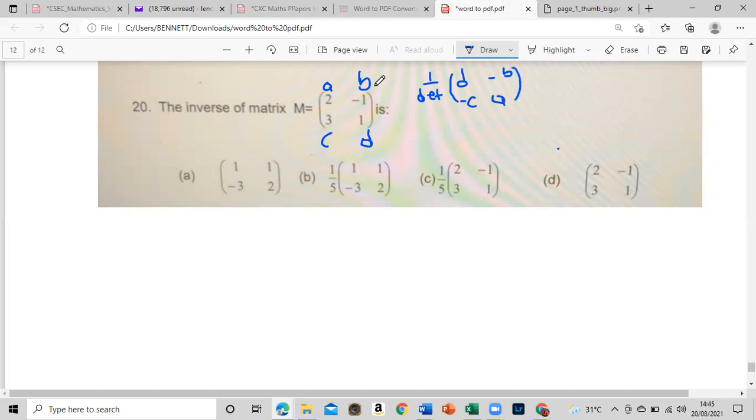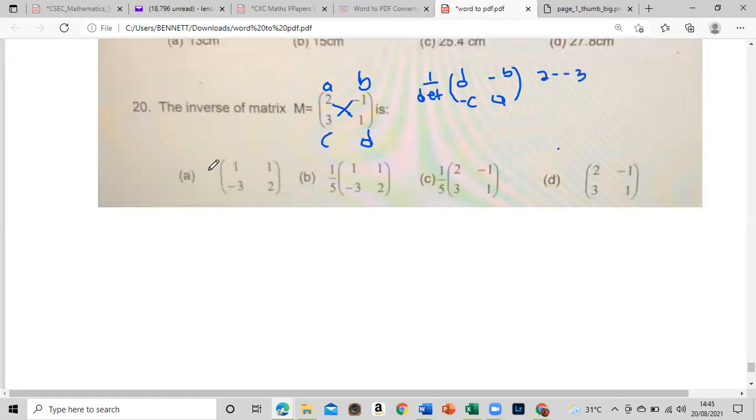So first, A times D, which is 2 times 1, is like making an X. 2 times 1 is 2. It's 2 minus 1 times that gives us minus 3. So already we see 1 over 5. So we can eliminate them here now, because we see 1 over 5. All right, because these two are going to become positive. It's 1 over 5.